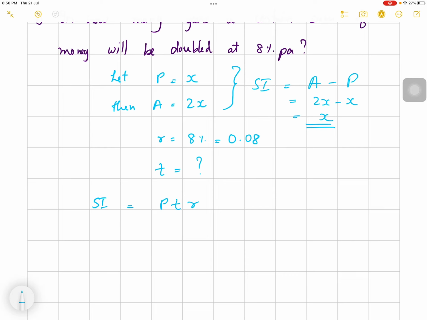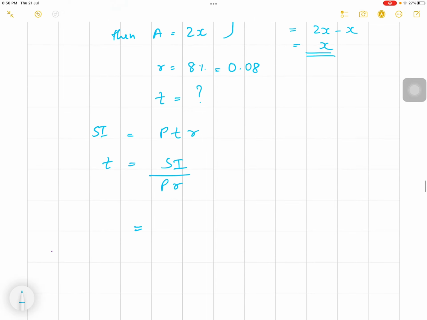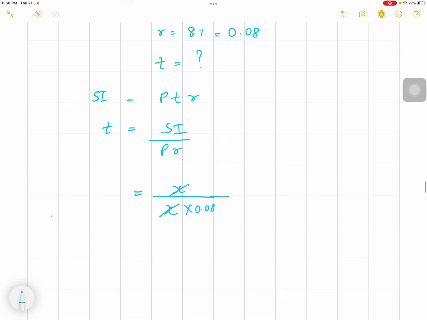We are supposed to find T. So T will keep it. P and R will take it to the other side. So multiplication will become division. So T is equal to simple interest X, principal is also X, and rate is 0.08. So X cancel. So T is equal to 1 divided by 0.08.